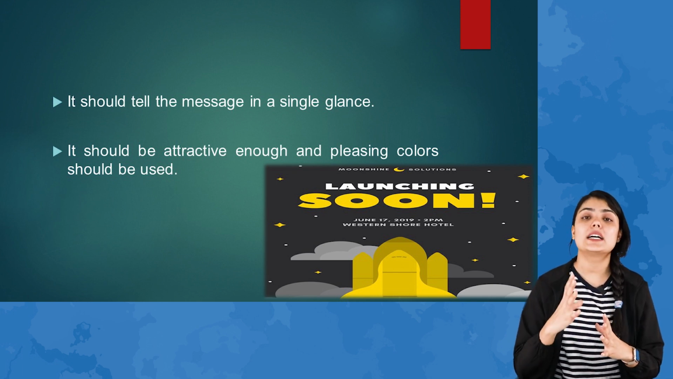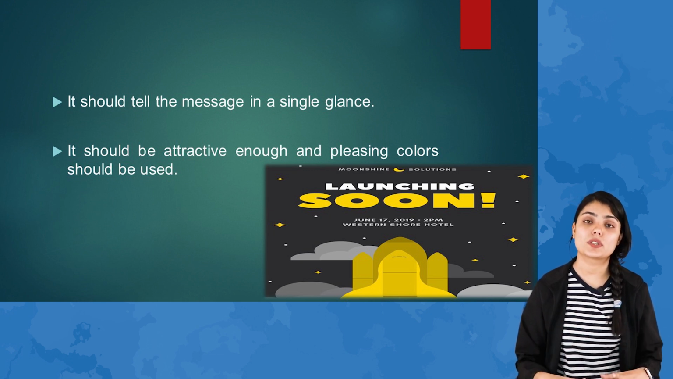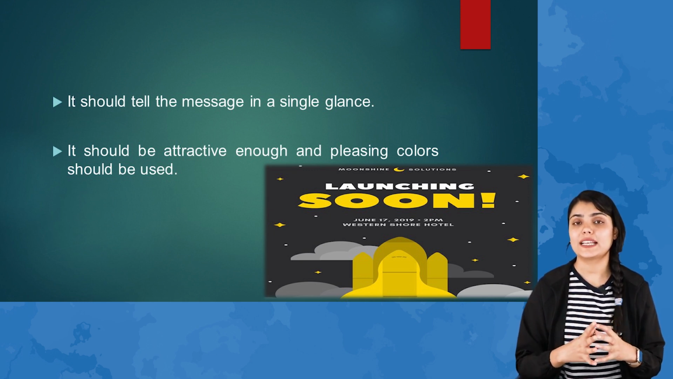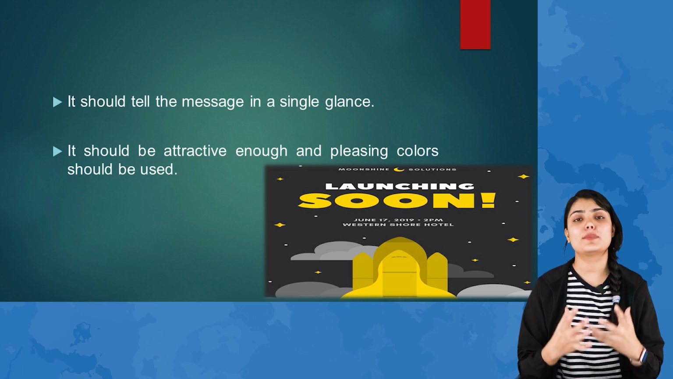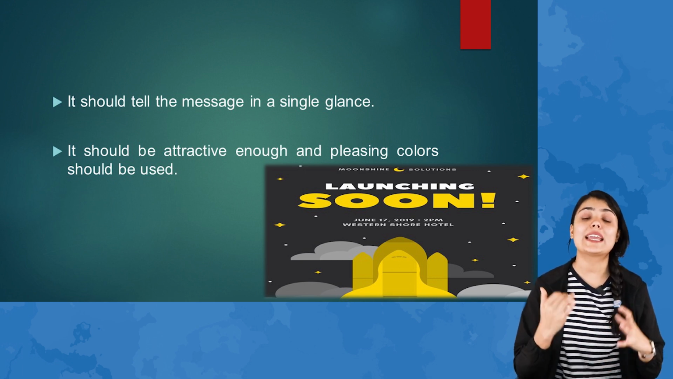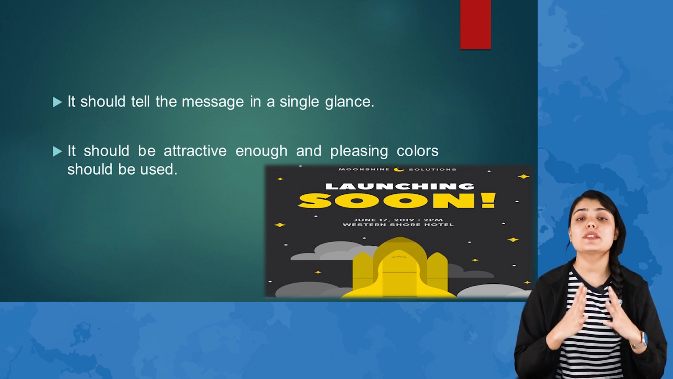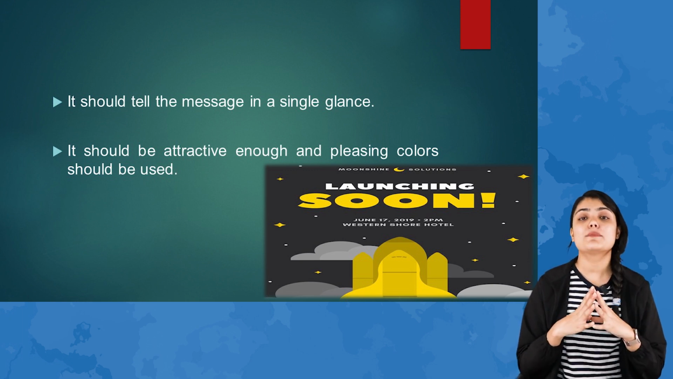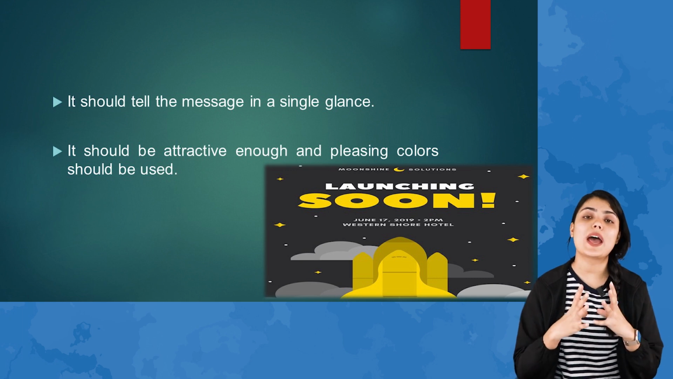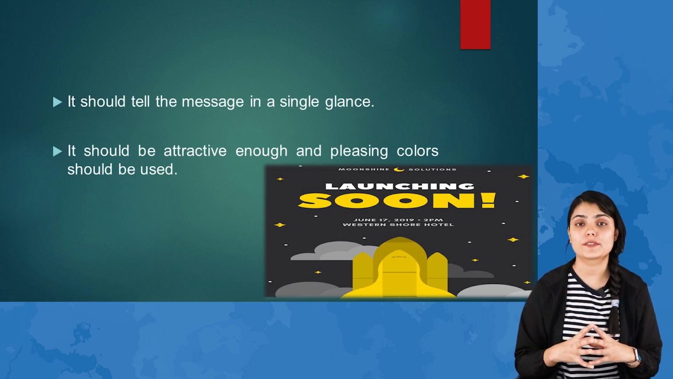So as I said, the colors that we use in the poster must be chosen correctly. That is because colors can be unpleasant for the eyes. People may not like the colors used in the posters if too many colors are used. It must be pleasant to the eyes and it must be attractive enough to grab the attention of the viewers. Let us now discuss the guidelines to be followed while preparing a poster.